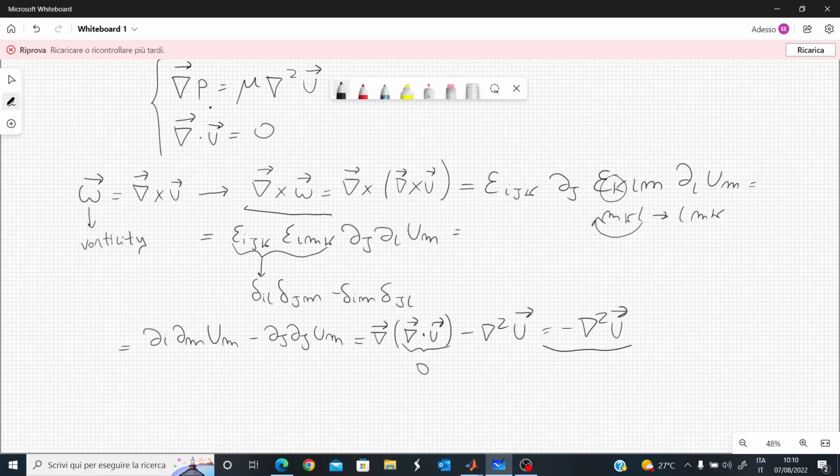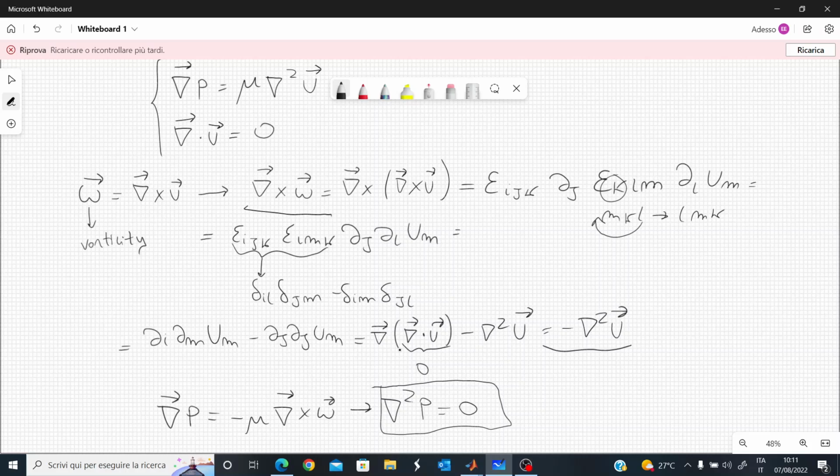Now that we have shown that indeed the curl of the vorticity is equal to minus del squared u, we can rewrite this formula above, because we can rewrite it as the gradient of P equal to minus mu the curl of omega, like this. And if you take the divergence on both sides, the divergence of the curl is 0, and therefore you get that the Laplacian of the pressure should be equal to 0. This is an equation that should be satisfied.